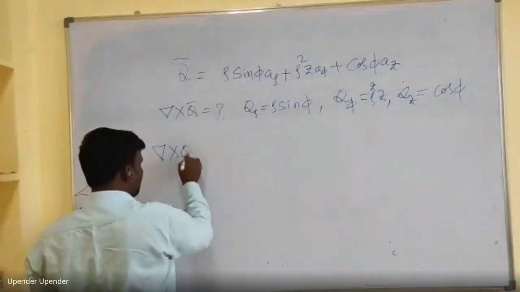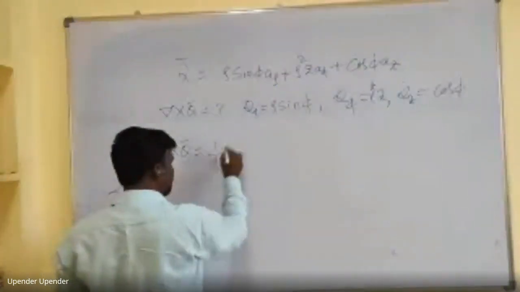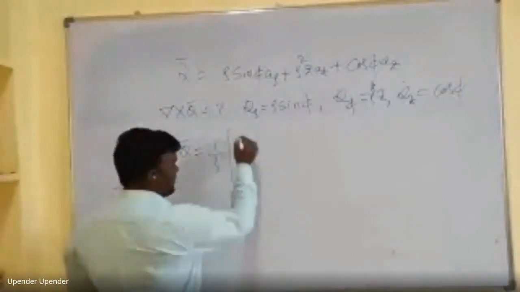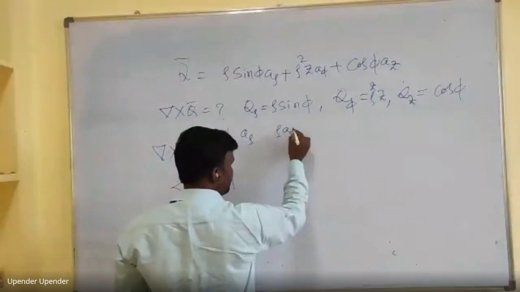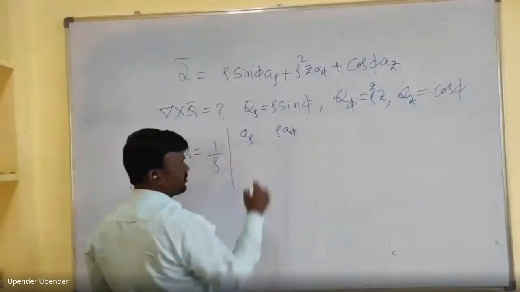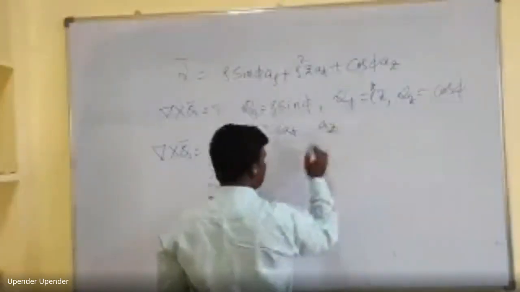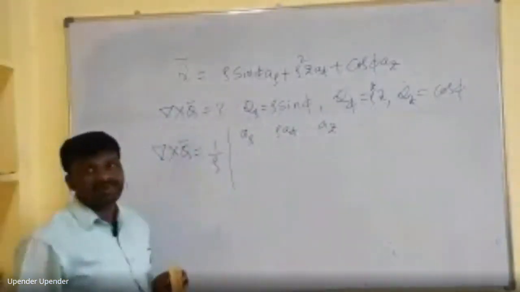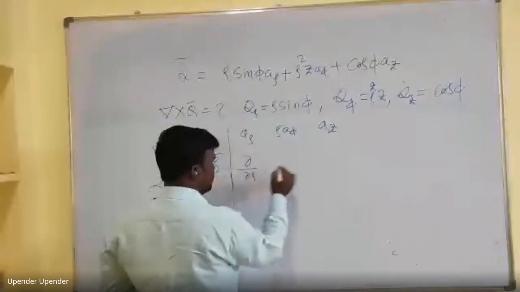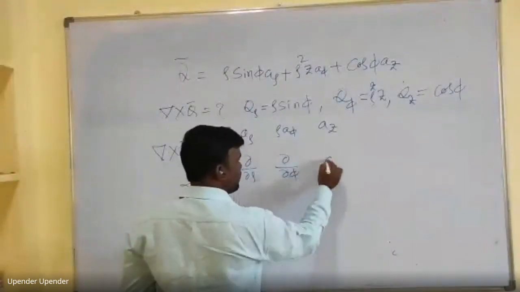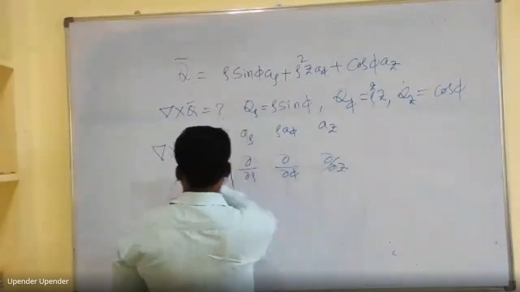Now coming to the formula for curl in the cylindrical coordinate system. Del cross q bar is equal to 1 by rho, times the determinant with the unit vectors along rho direction, then, along phi, you have to take h2, that is rho, a phi, az. Since phi is the angle made by rho in the cylindrical coordinate system. Now dou by dou rho, dou by dou phi, dou by dou z. These are the del components.